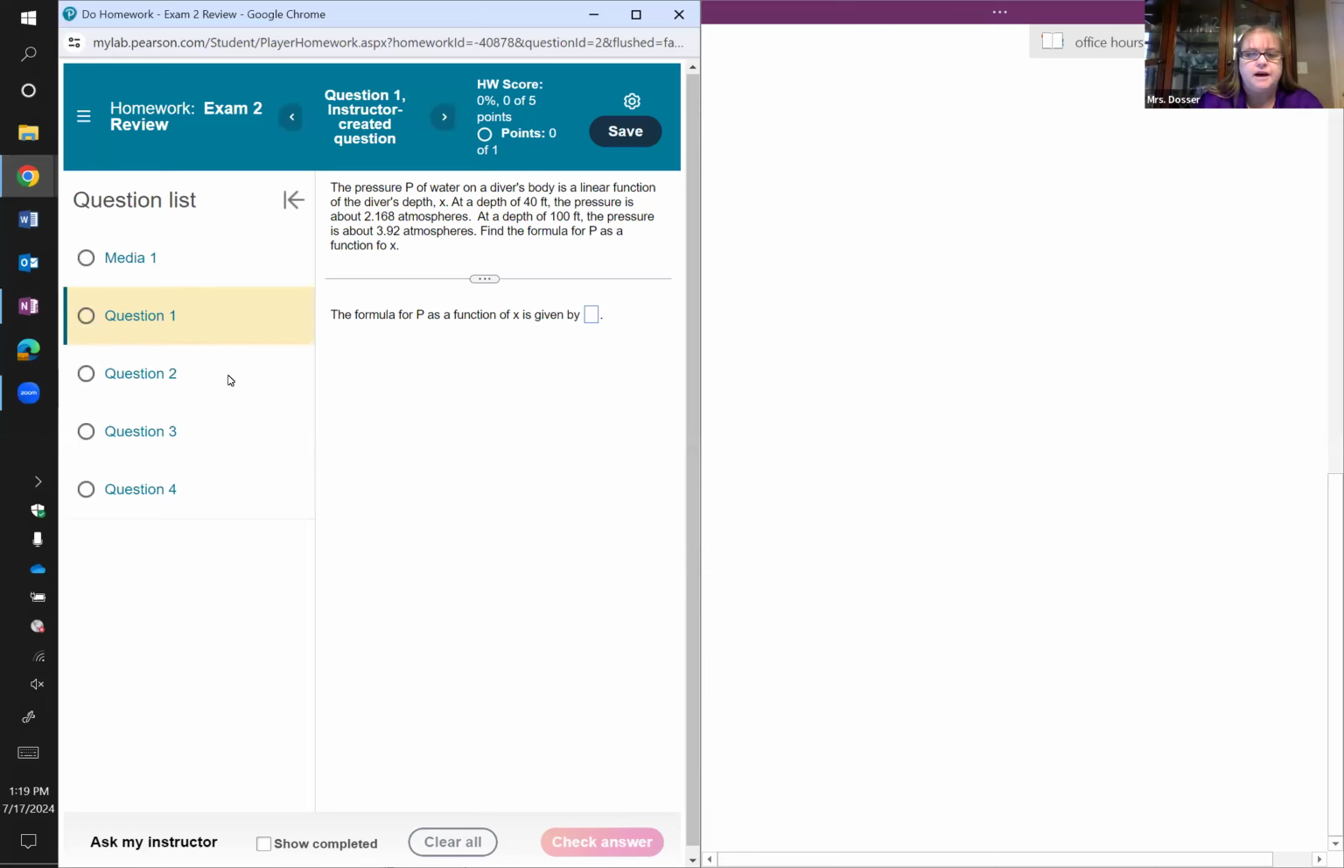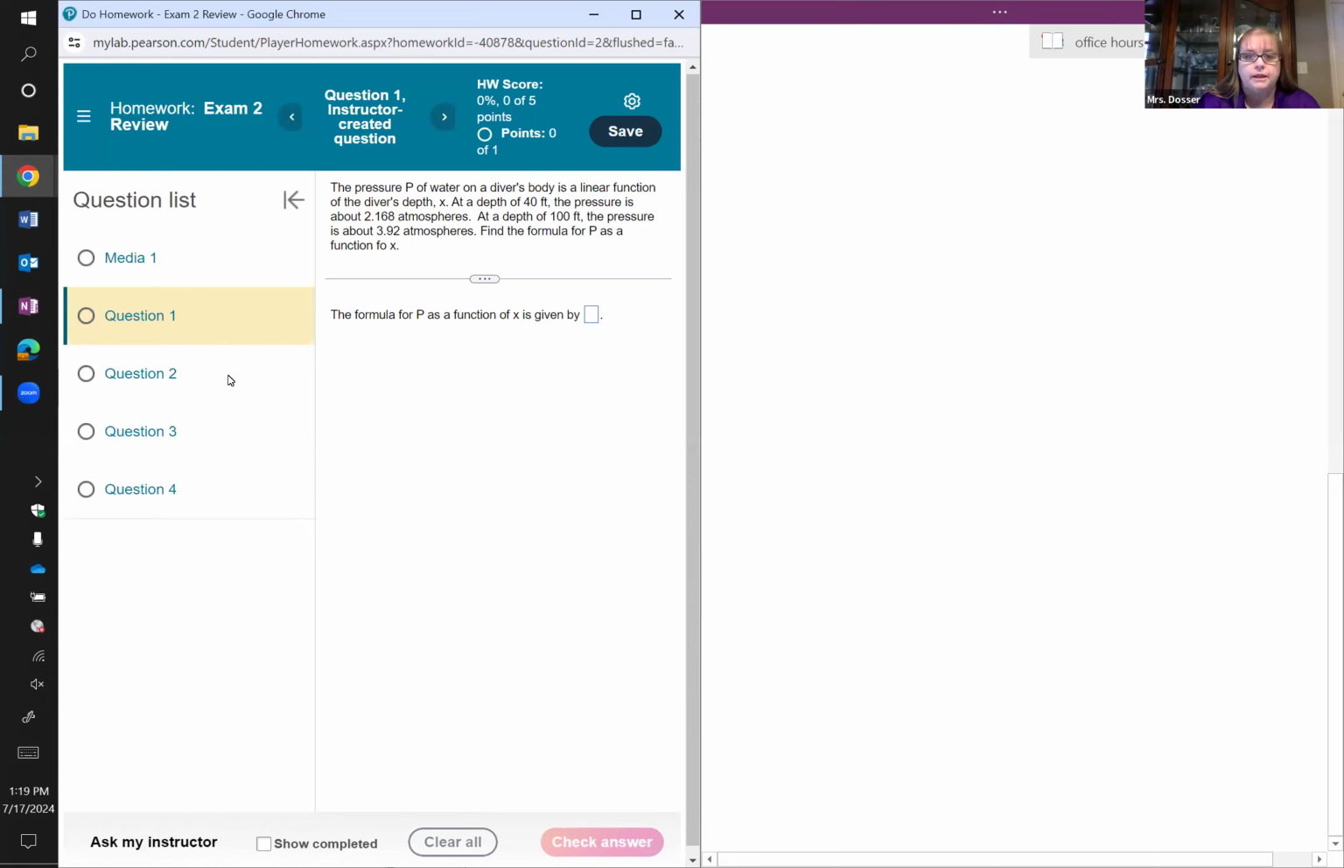This problem says the pressure P of water on a diver's body is a linear function of the diver's depth x. At a depth of 40 feet, the pressure is about 2.168 atmospheres. At a depth of 100 feet, the pressure is about 3.92 atmospheres. Find the formula for P as a function of x.